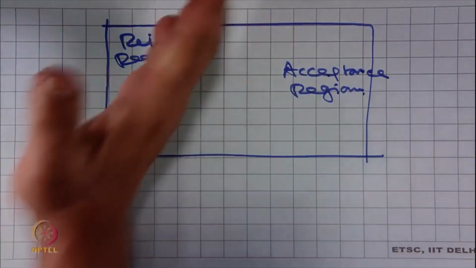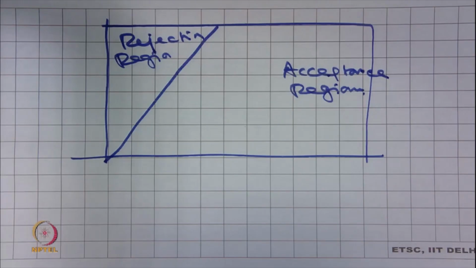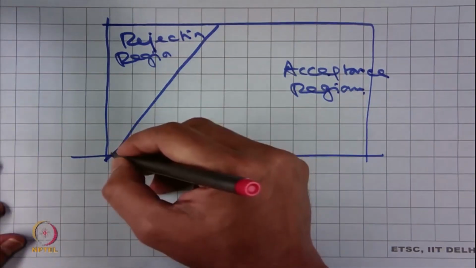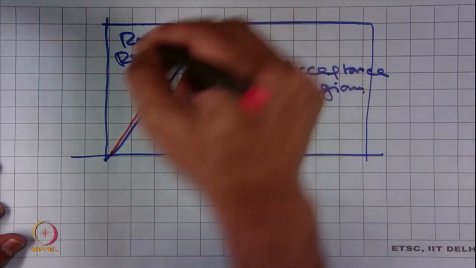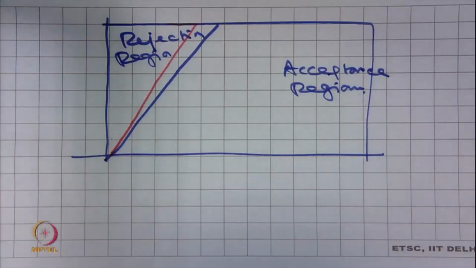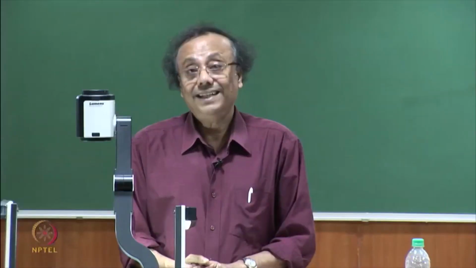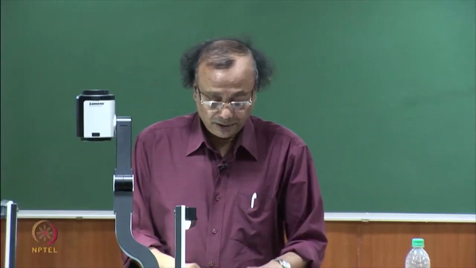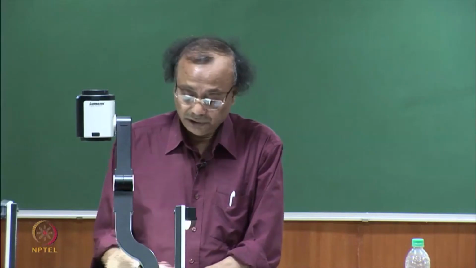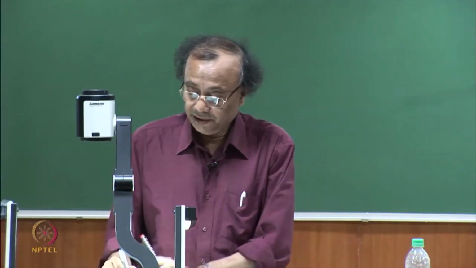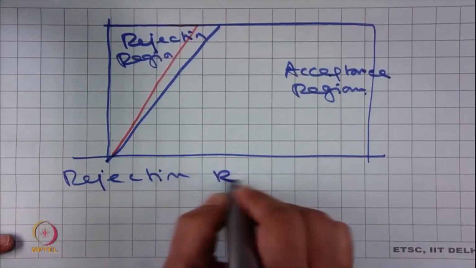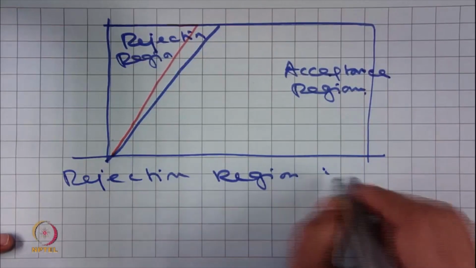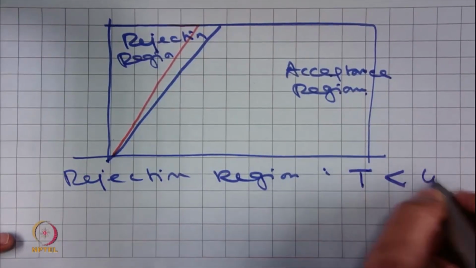We want to reduce the extent of type 1 error. Then what we will do? We will make the rejection region smaller, so that the probability of rejecting a null hypothesis when it is true is less. Say for example, I was talking about that rejection region, that t is less than 400.